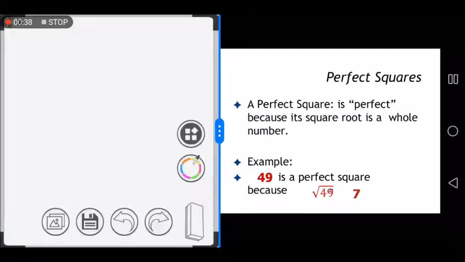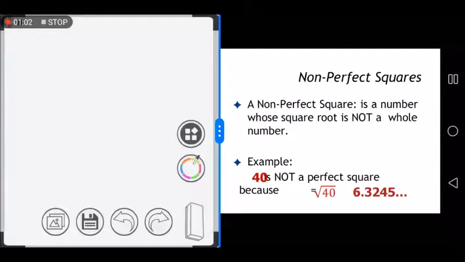is 7. So always remember that squaring a number is the reverse process of getting a square root. So, 49, square root of 49 is 7. And if you square 7, the result is 49.